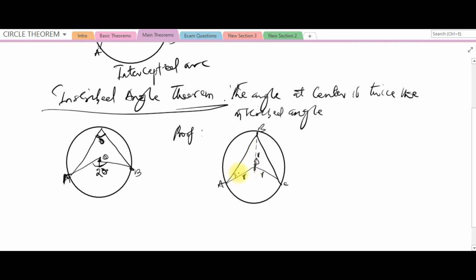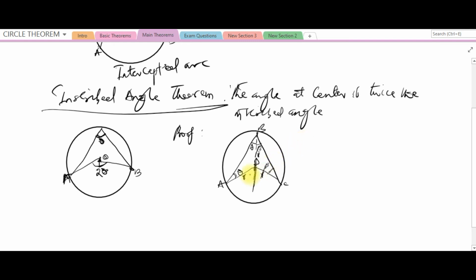So assuming here is theta. Here is also theta. Assuming here is beta, here is also beta, based on the isosceles triangle theorem. So if we extend the line, we form an exterior angle. And using the exterior angle theorem, the exterior angle of a triangle is the sum of the two remote interior angles.